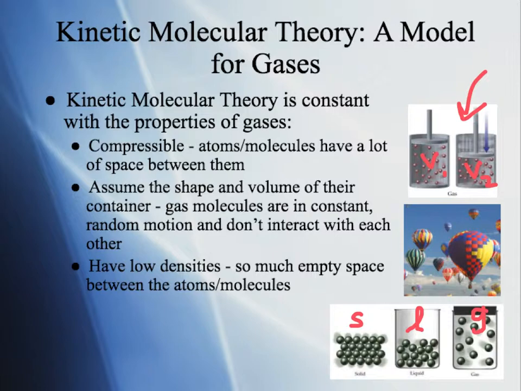Now, the second property of gases is that they assume the shape and volume of their container. Okay, so like we see in this picture right here, if you have a gas in a container, it's going to take up the whole space. And if it's a unicorn-shaped container, then the gas will take up a unicorn shape. All right, and that's because gas molecules, remember, are in constant random motion, and they don't interact with each other.